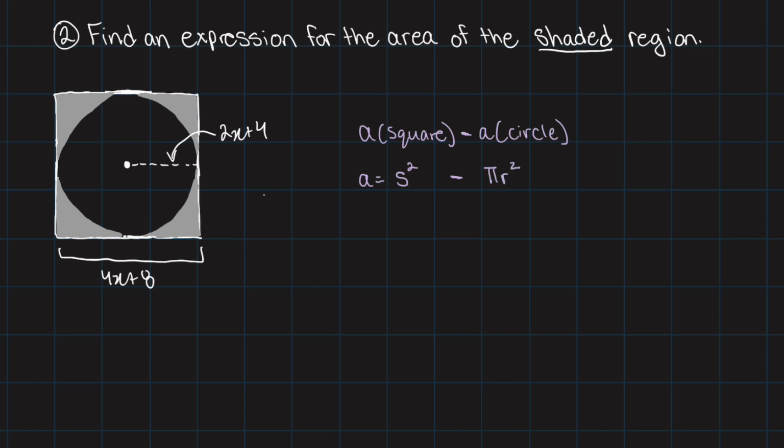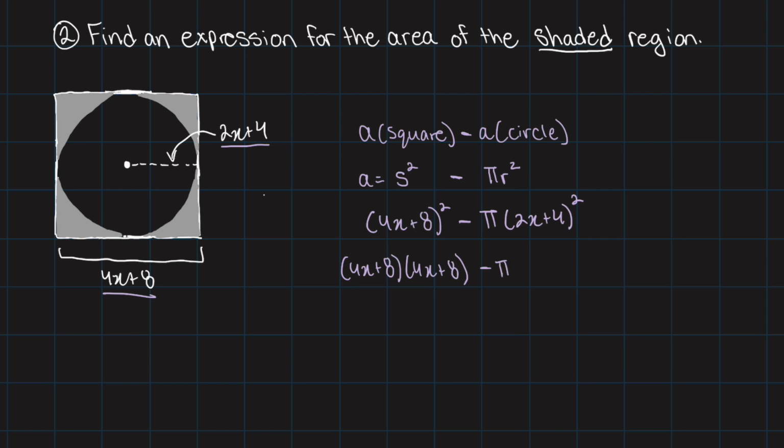So we know that the side of the square is 4x plus 8. We subtract pi, and we know the radius here is 2x plus 4. So we just put that in place of the r, and we have to square that as well. If we expand it, this becomes 4x plus 8 times 4x plus 8, right? Because that's what squared means. And then same with here, we just have pi at the beginning. Then we have 2x plus 4 times 2x plus 4.